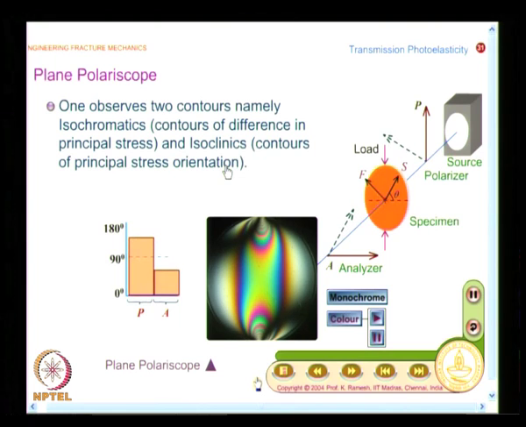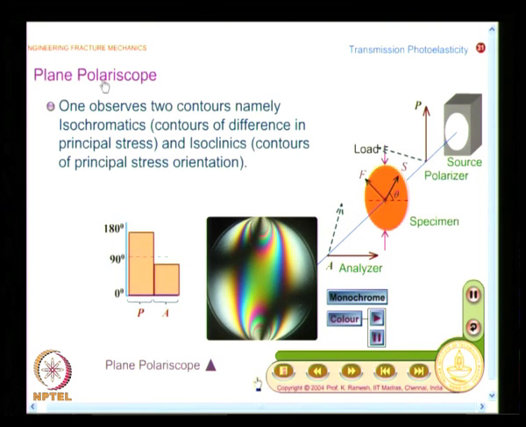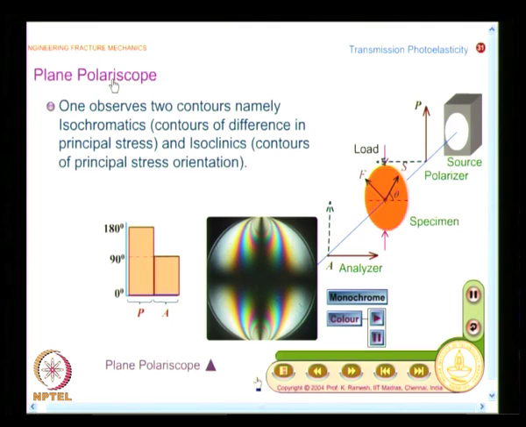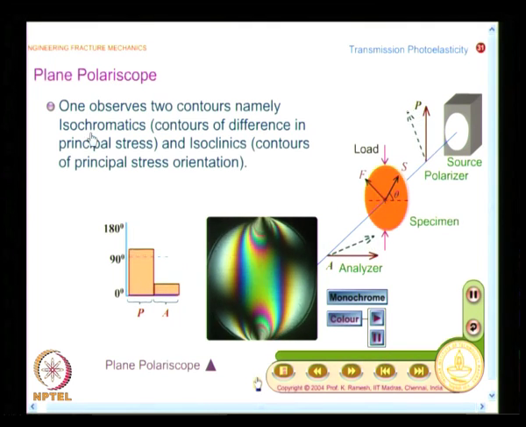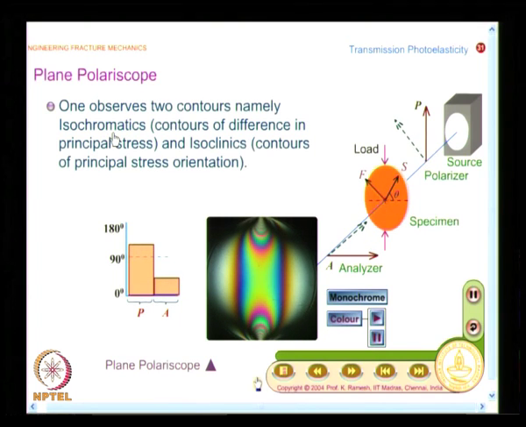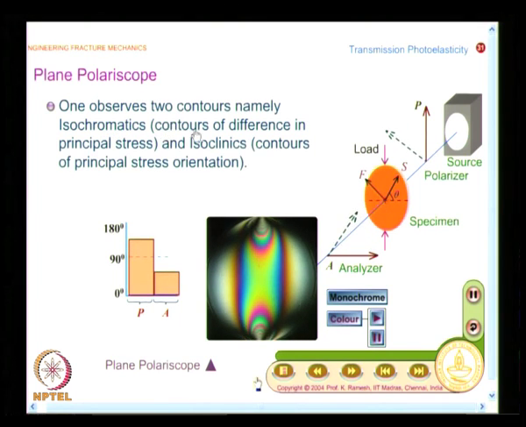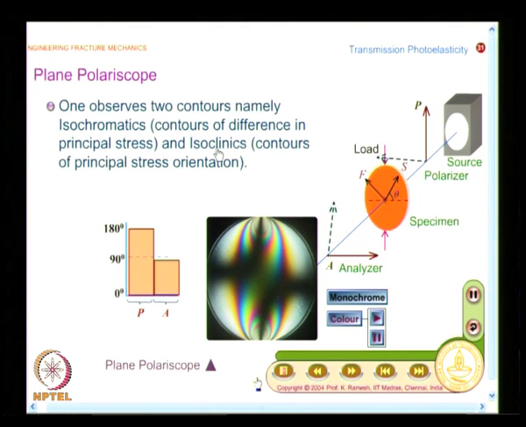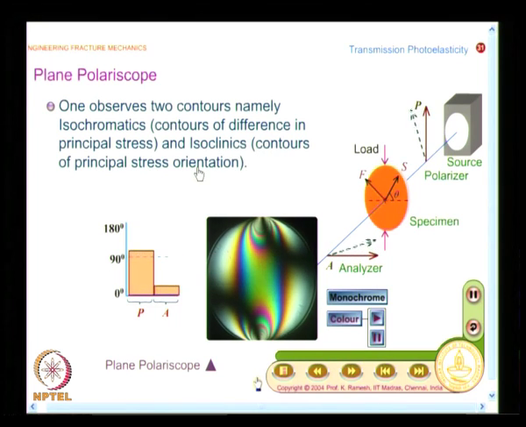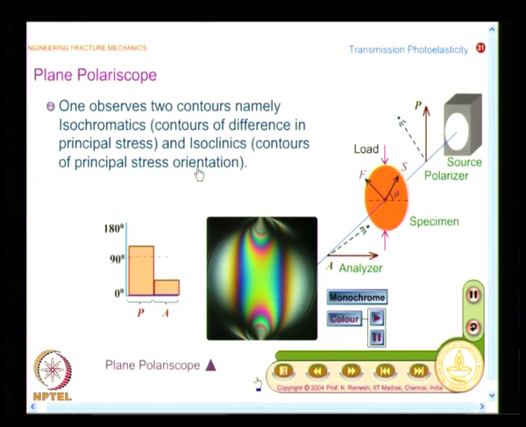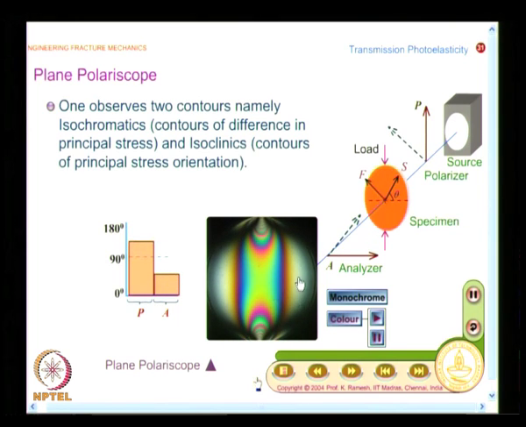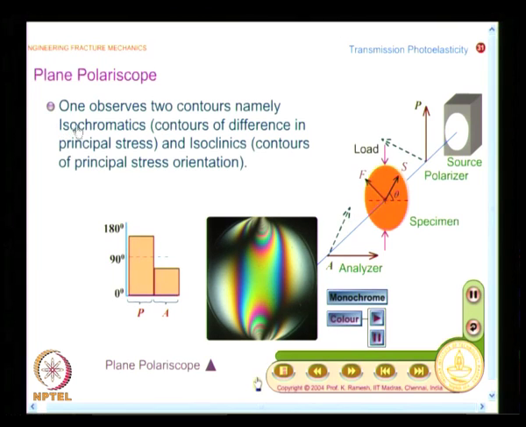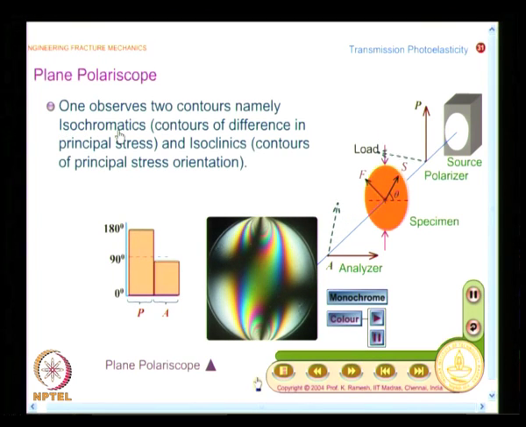So, what you have here is, in a plane polariscope, it is very clear now. One observes two contours, namely isochromatics, which show contours of difference in principal stress, and isoclinics, they are nothing but contours of principal stress direction. And what happens here when I want to analyze what are isochromatics?